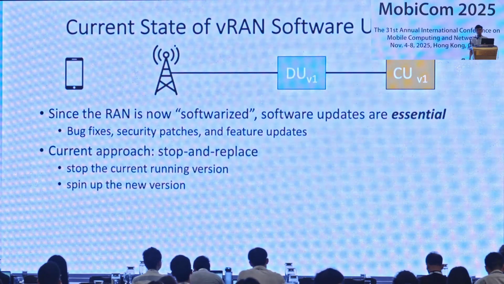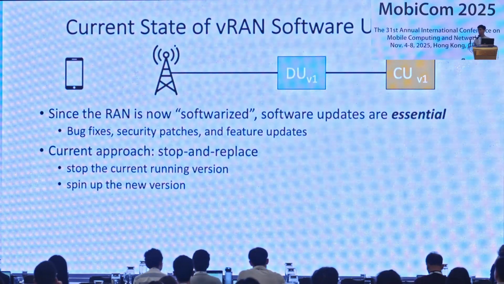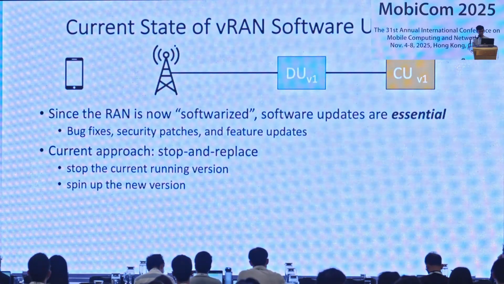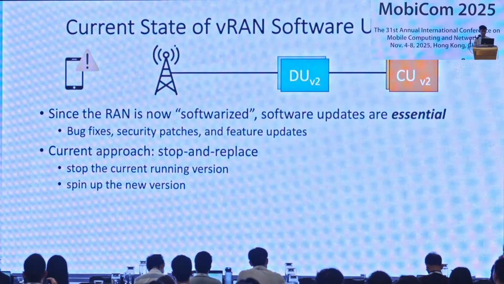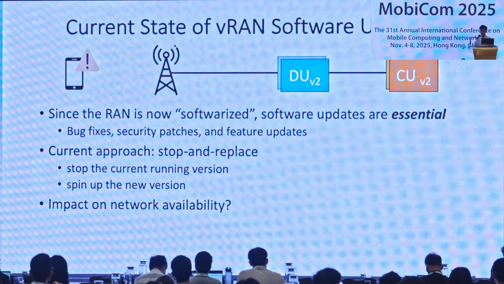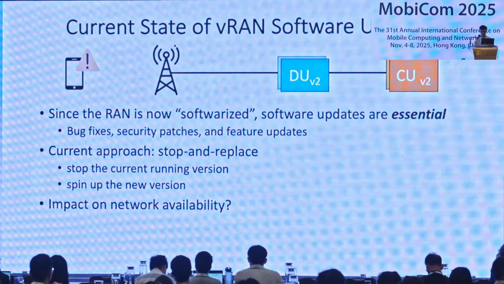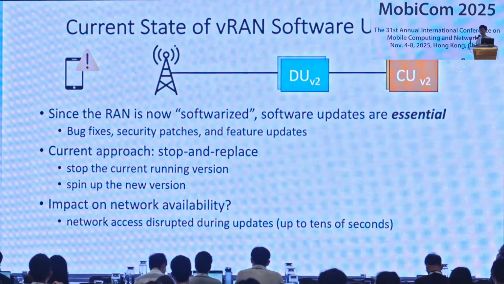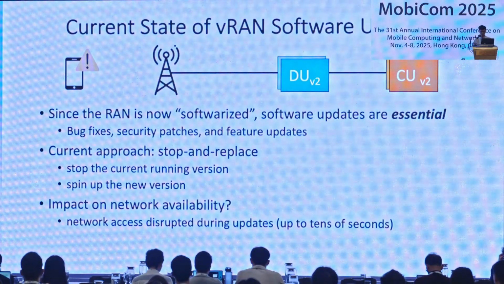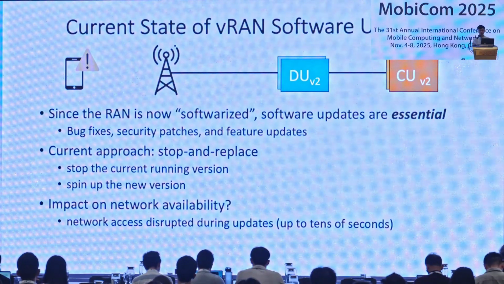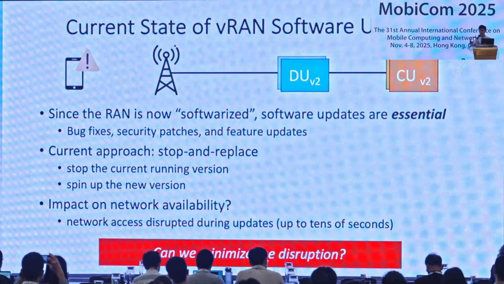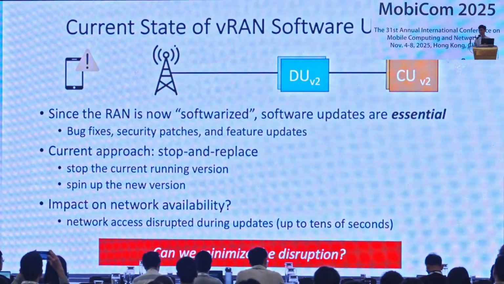Today, the current approach is to do a simple stop and replace. Basically, we stop the current running version, and then we start a new one. Just like this. The issue with such an approach is that during the update, the network itself is disrupted for a prolonged period of time. Later I will show that this can be more than tens of seconds. So in this work, the question we try to answer is: can we minimize this disruption and make software updates for vRAN a seamless process?